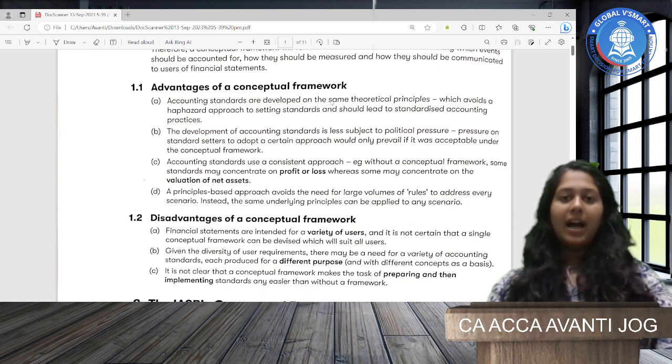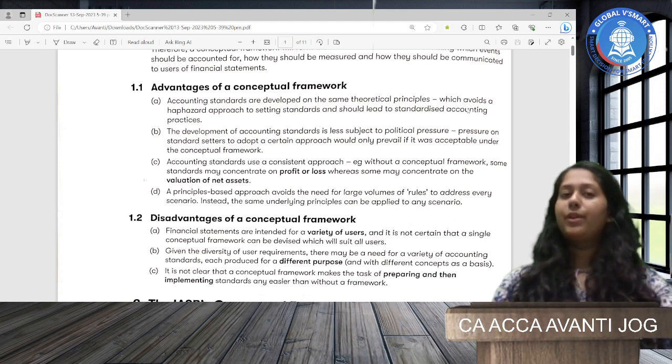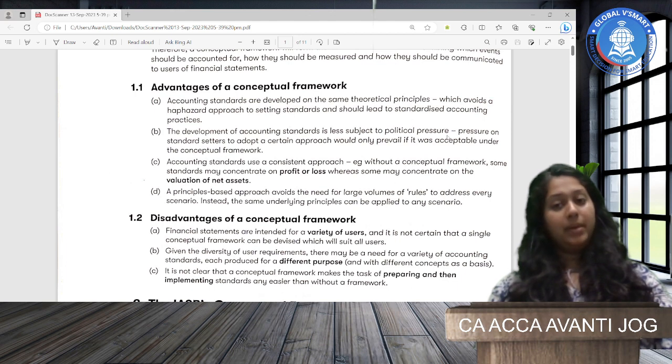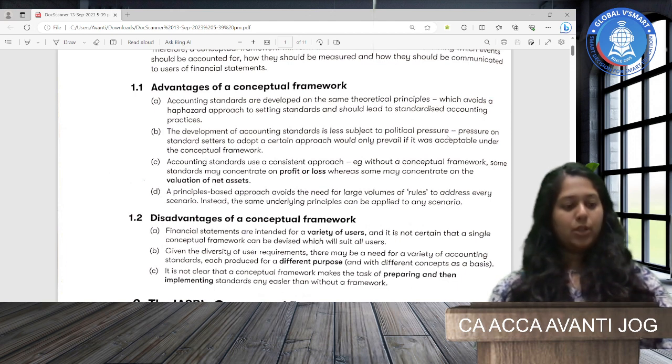This helps accounting standards be developed on the same theoretical principles. It ensures consistency and uniformity in every accounting standard. The development of accounting standards is less subject to political pressure. It cannot be that if the government changes, the accounting standards change. Political scenarios like wars, unrest would change the accounting standards.